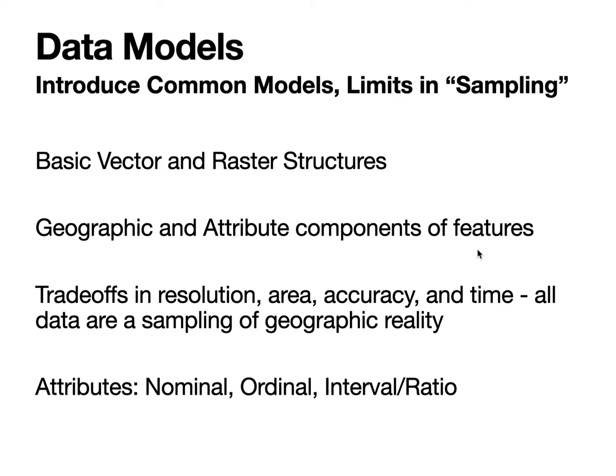Paul Volstead again. I'd like to continue talking about data models, introducing the basic vector and raster structures and the geographic attribute components of features inside these data models. And the trade-offs in resolution, area, accuracy, and time, you have to pick what you want to optimize. Finally, I want to go over the common kind of attributes we have: nominal, ordinal, and interval ratio.